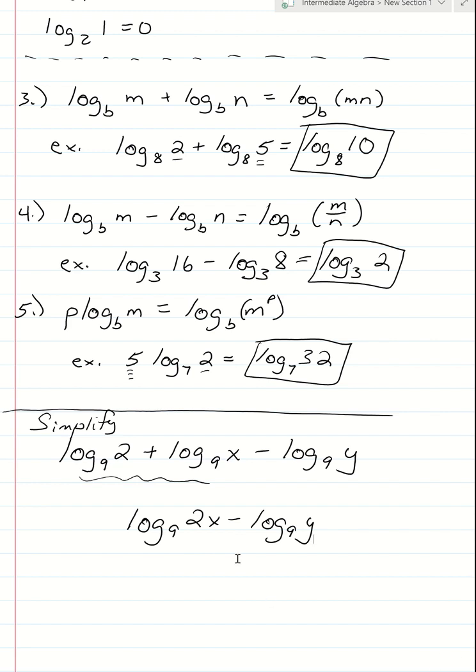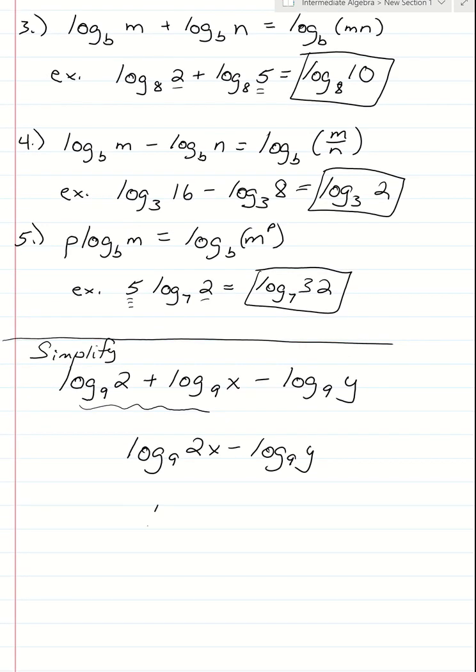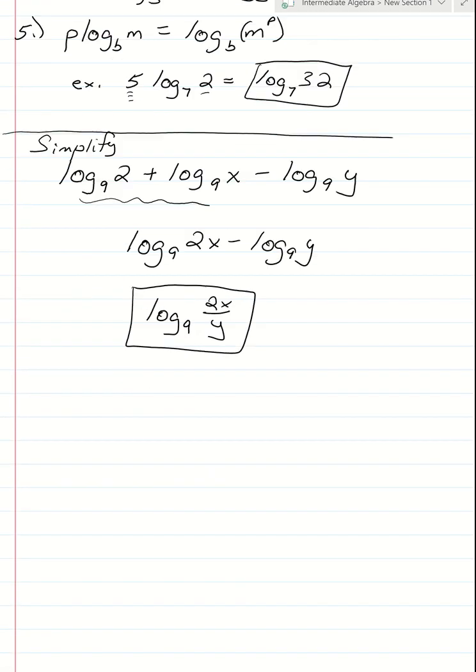But now let's go and eliminate the subtraction of these common logs. And according to that fourth property listed above, this would now become the log base 9 of 2x divided by y, because subtraction becomes division. Let's try another one.